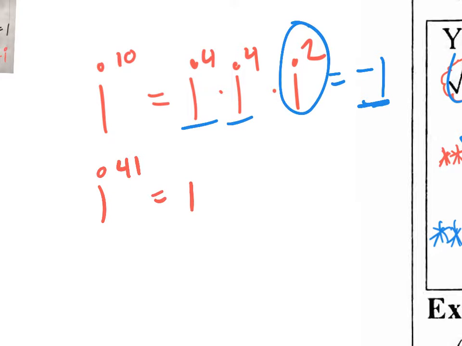So check this out. I could say i to the 40th, that's going to be 1, times 1 more i to make it 41 total. So what's your answer? It's just going to be i. So every odd number is going to be i? No. Think about it as dividing by 4.